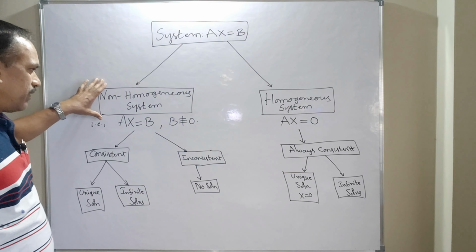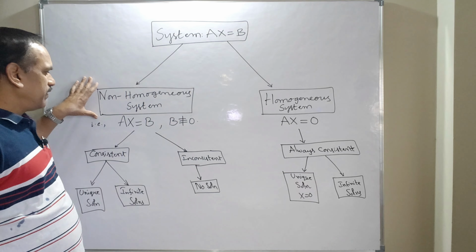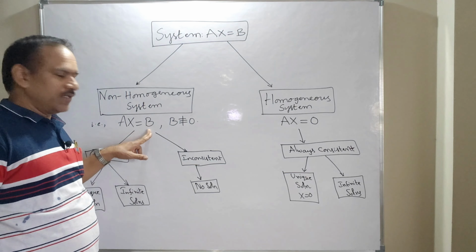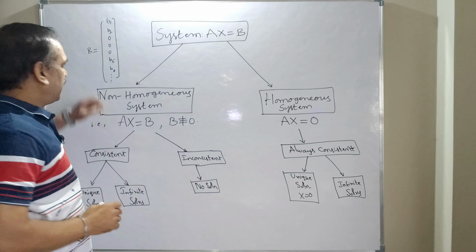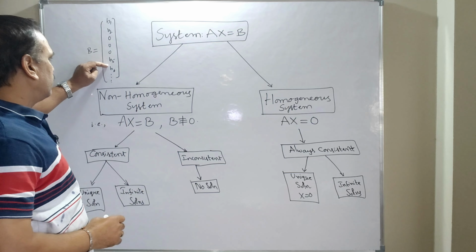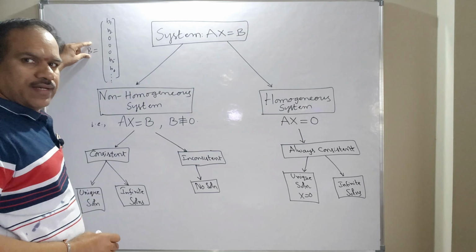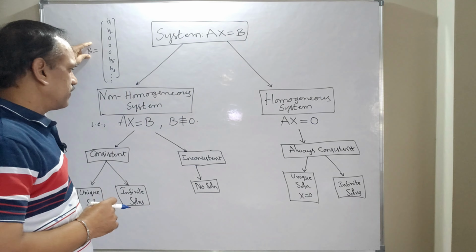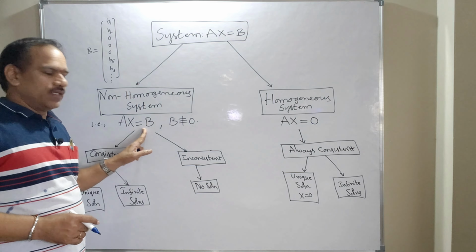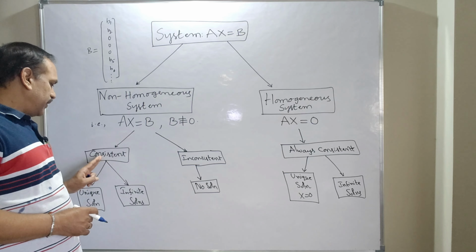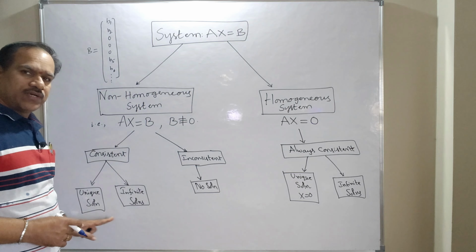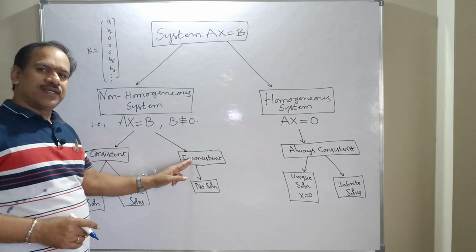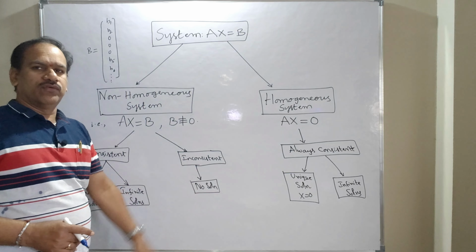And if the system of equations is a non-homogeneous system of equations, when do you call it non-homogeneous? Right hand side B is not identically equal to 0. That means at least one of Bi's is non-zero. We call the matrix a non-zero matrix. If it is a non-homogeneous system, then you may have two possibilities, consistent and inconsistent. If it is consistent, it can be unique solution or infinite solutions. If it is inconsistent, it has no solution.